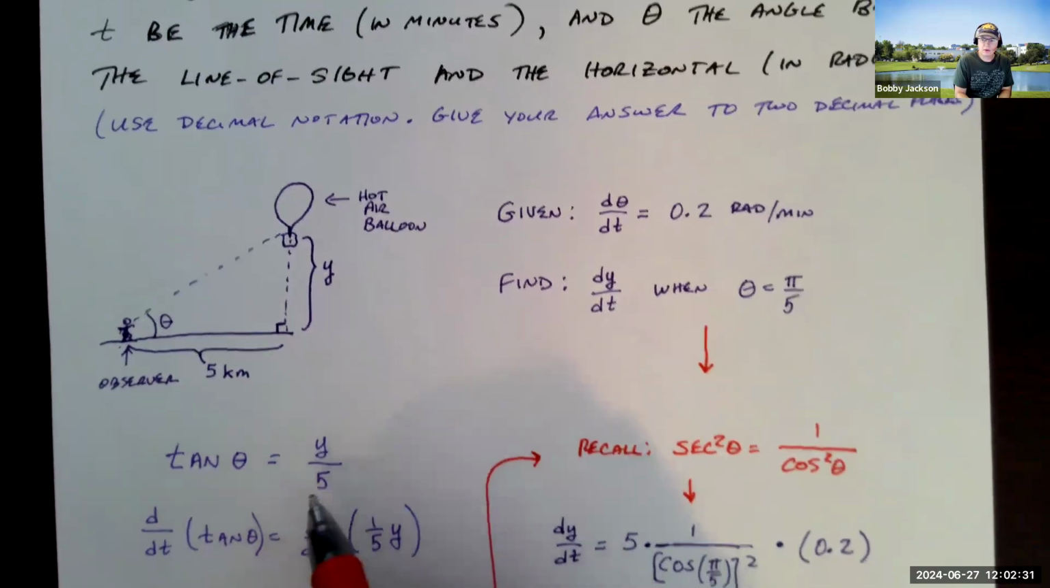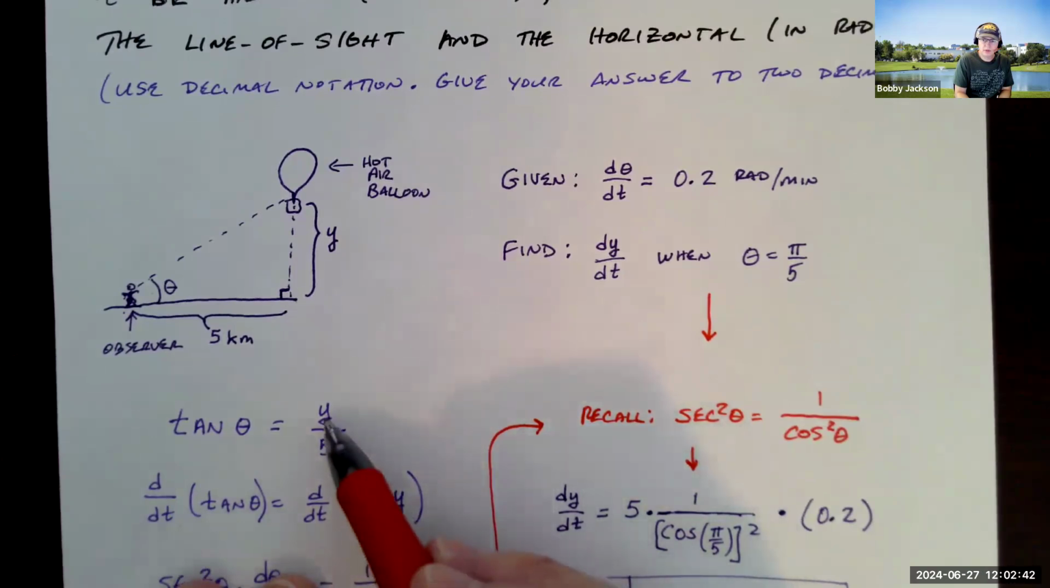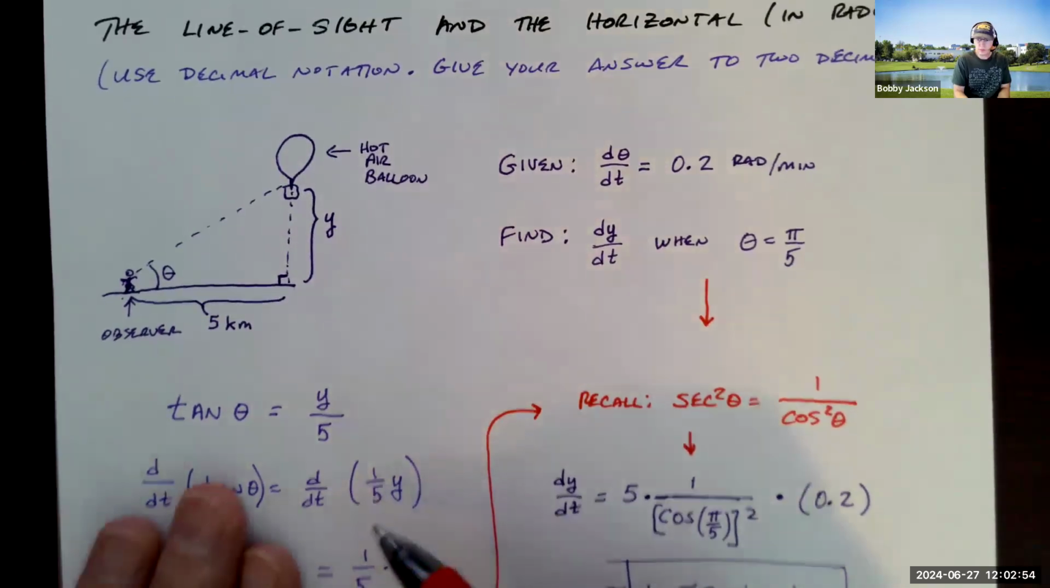And now what do we do for calculus? We take the derivative with respect to time. Now when you do y divided by 5, think of it as 1/5 times y. Because if you're thinking about it as y divided by 5, you might be thinking, oh, I've got to use a quotient rule here. No, no quotient rule needed. It's just 1/5 times y, 1/5 being a constant multiple. So let's do this side.